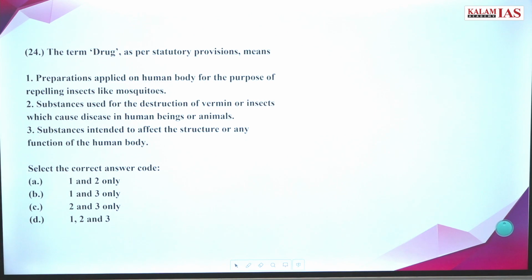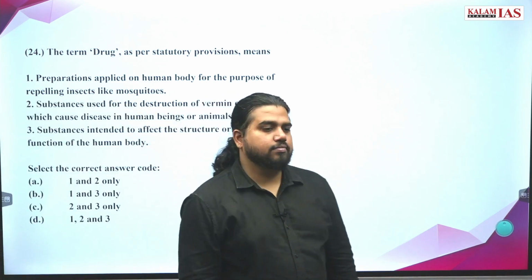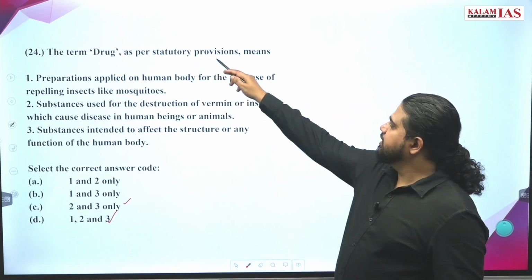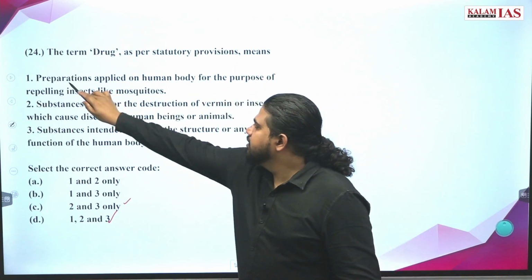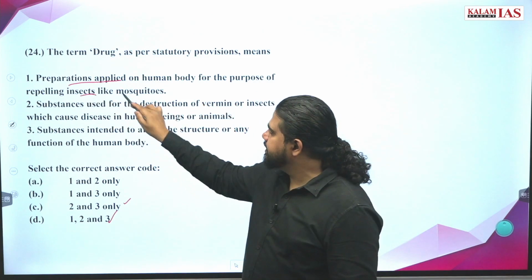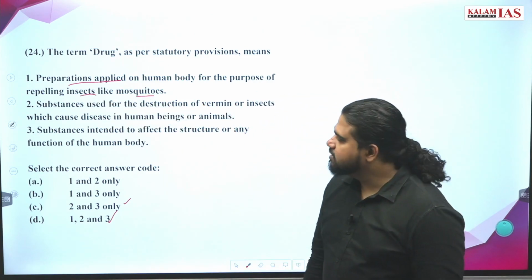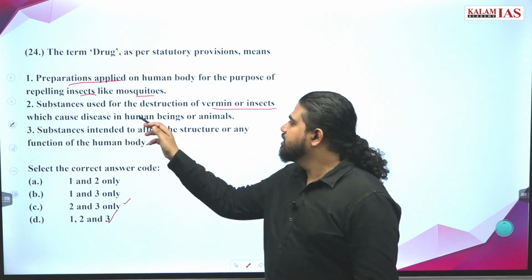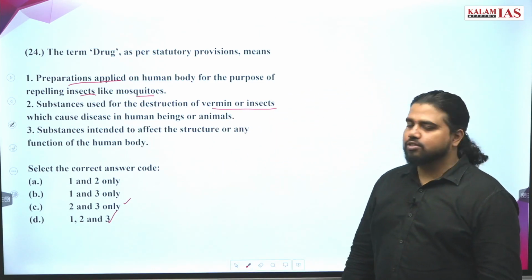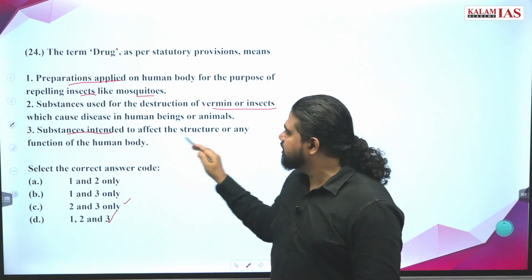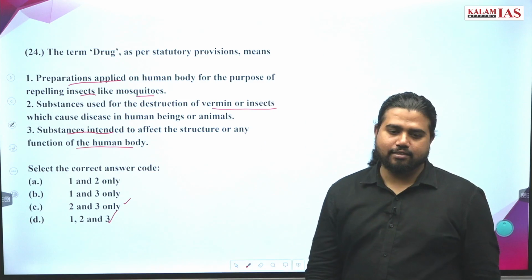What is the answer? D. C. The term drug as per statutory provisions means preparations applied on the human body for the purpose of repelling insects like mosquitoes. Substances used for destruction of vermin or insects which cause disease in human beings or animals. Substances intended to affect the structure or any function of the human body.